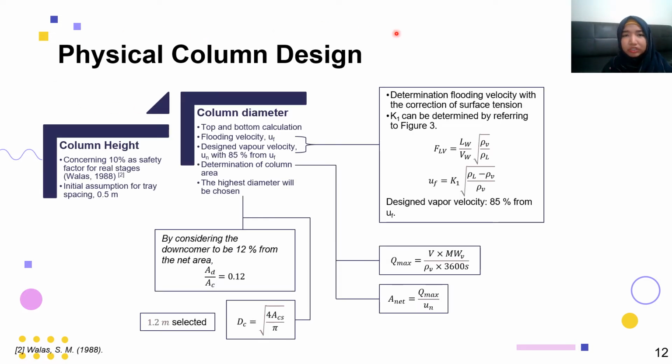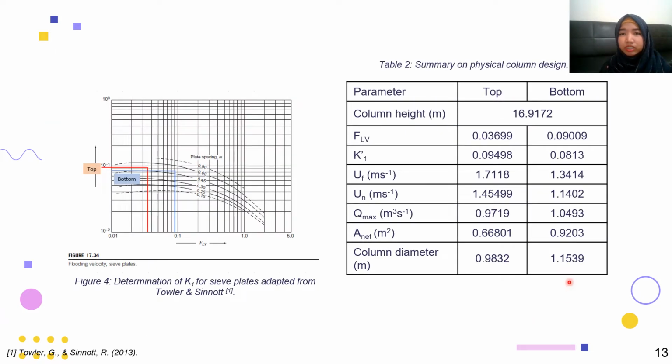And then we proceed with physical column design, where the column height will require a safety factor for the stages, as in this case it is taken as 10% for reference, and initially the tray spacing is taken as 0.5, and proceed to column diameter, where the flooding velocity needs to be calculated, and by taking 85% of it for design vapor velocity, the column diameter can be calculated and taken for the highest, as in this case the bottom, by having 1.2 meter. And these are the figures and summary for the physical column design.